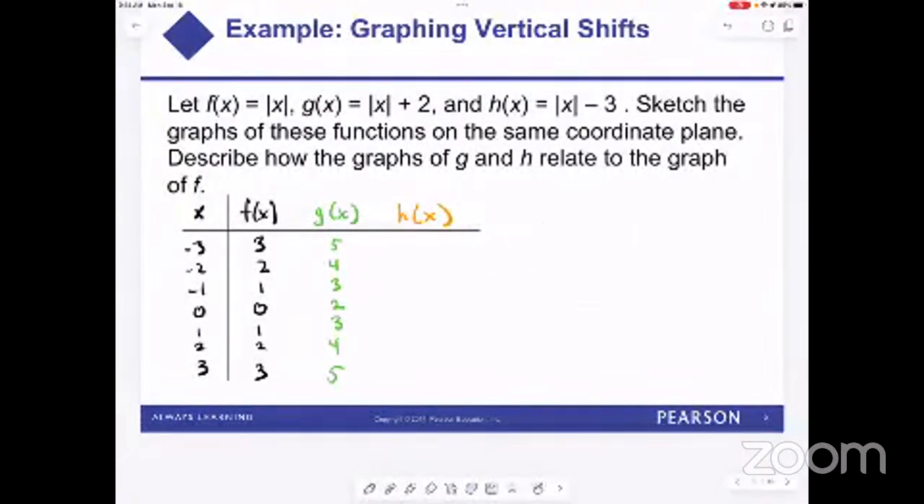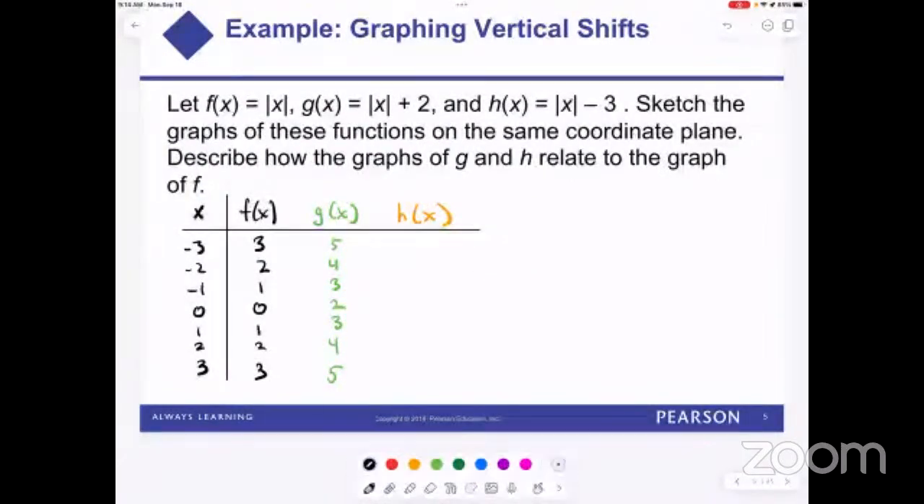Let's see. So we want to do this guy in orange. Okay. So then for H, we're taking the results from F and subtracting 3 from all of those. So then it looks like we get what? 0, -1, -2, -3, and then -2, -1, and 0.